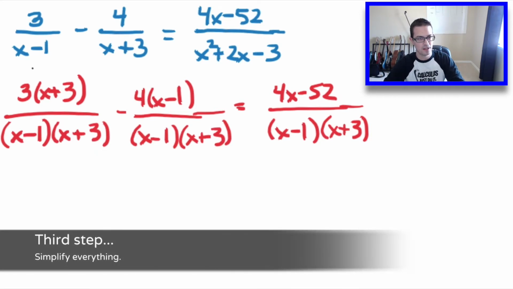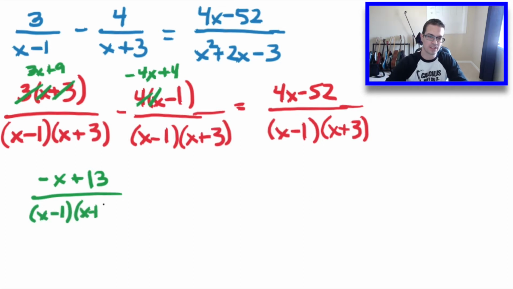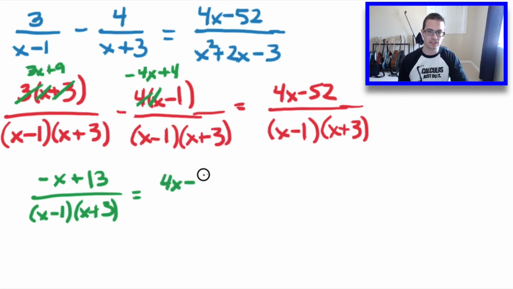So up here you end up with 3x plus 9. So I'm going to kind of cancel all this out. And then over here you're going to end up with negative 4x because of that and that, and then negative 4 times negative 1 is positive 4, so you're going to end up with that. So now you can do 3x minus 4x, so you're going to get a negative x up top here, and then you're going to get a 9 plus 4, which is 13, like so, divided by x minus 1 times x plus 3. Okay, now this is going to be equal to the 4x minus 52 over that same denominator.